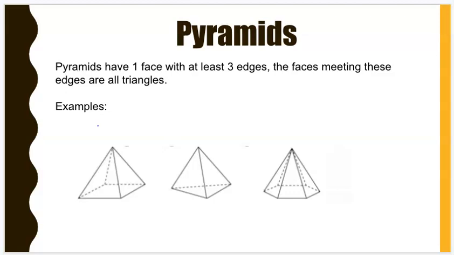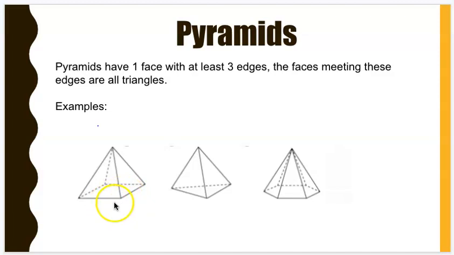What are pyramids? Pyramids have one face with at least 3 edges, and the faces meeting these edges are all triangles. Notice that pyramids also come to a point up here, which is called an apex.